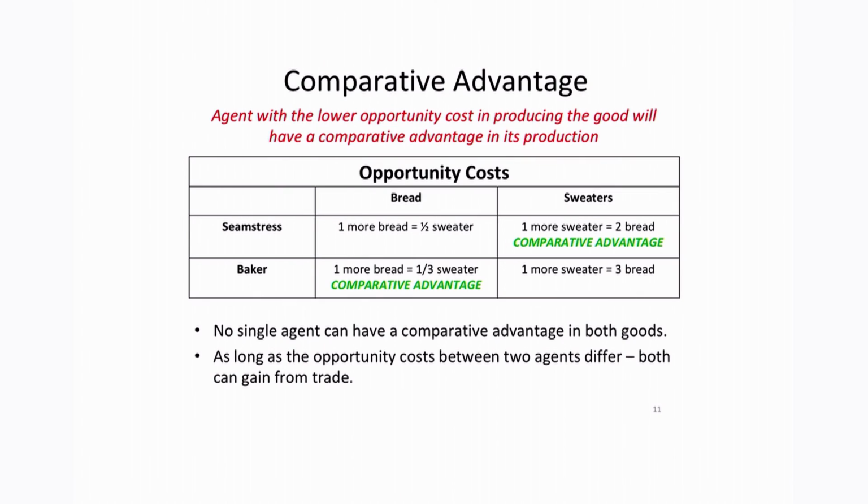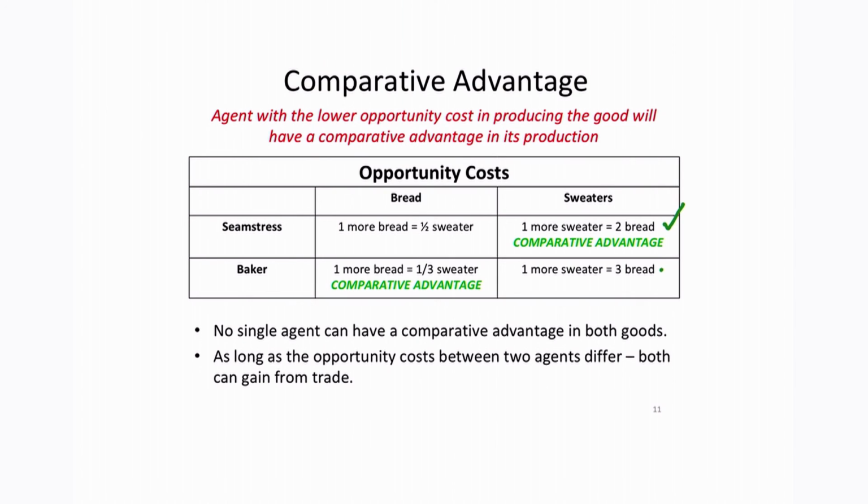Now, let's talk about comparative advantage. Comparative advantage is related to opportunity costs. And we have already decided who has the lowest opportunity cost in the production of each good. The agent with the lower opportunity cost will produce a good and have a comparative advantage in that good. So for the seamstress, she has a comparative advantage in the production of sweaters, because to produce one more sweater, she only has to give up 2 bread. Whereas the baker, for him to produce one more sweater, he has to give up 3 bread.